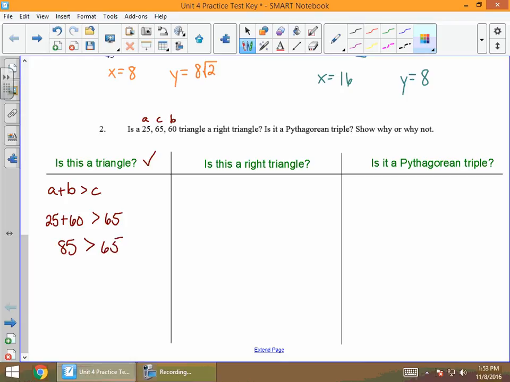All right, is it a right triangle? Well, does A squared plus B squared equal C squared? And if I type that into my calculator, is 25 squared plus 60 squared equal to 65 squared? You will find out, yes, it is. And the last part, is it a Pythagorean triple? Are they all whole numbers? Well, 25 is a whole number, 65 is a whole number, 60 is a whole number. So yes, it is also a Pythagorean triple.